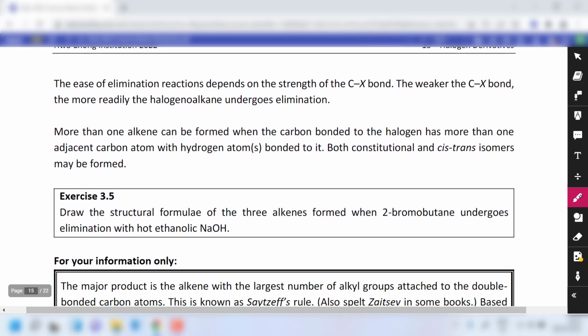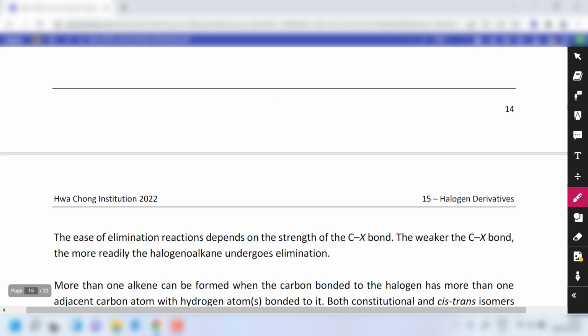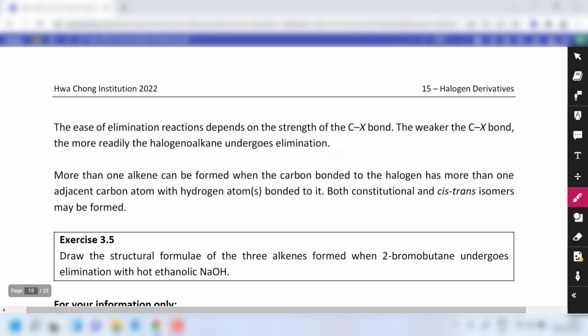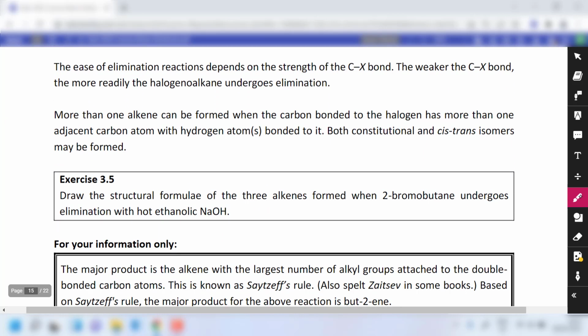I think same story here. Ease of elimination depends on the strength of the C-halogen bond, because regardless of whether it is first order elimination or second order elimination, both involve the breaking of the C-halogen bond as well. Okay, then sometimes more than one alkene can be formed, and I think I mentioned here the reason is due to the number of unique beta hydrogens, which we are going to illustrate using exercise 3.5.